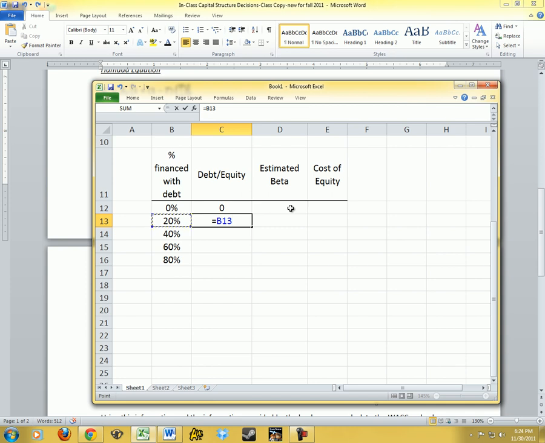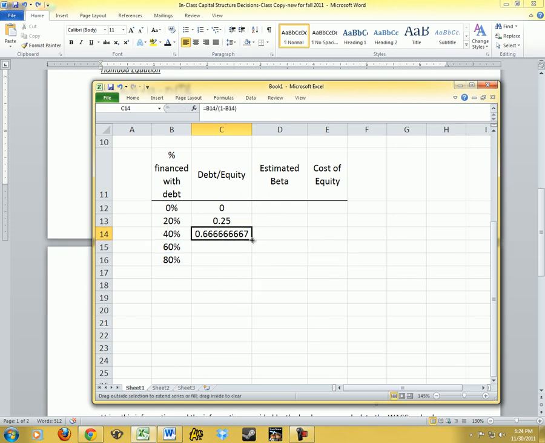Second case is going to be 0.2 divided by 0.8. Then if you want to speed things up, you can take this divided by 1 minus the amount financed with debt, because you're always going to make those equal to 1. And it's 0.67. The next case is going to be 0.6. Oh, that doesn't speed things up.